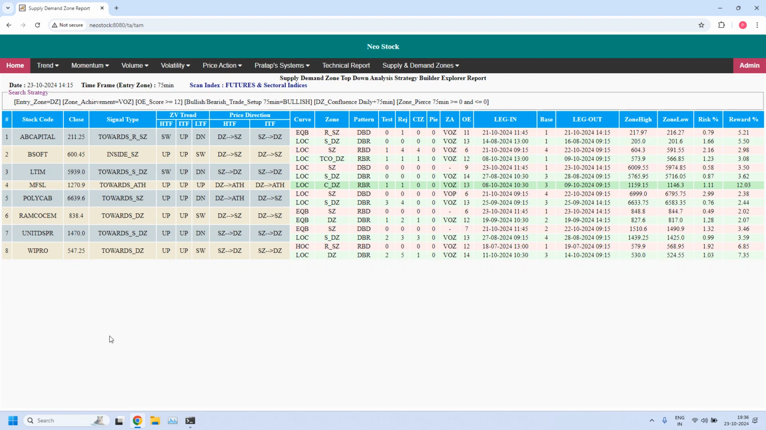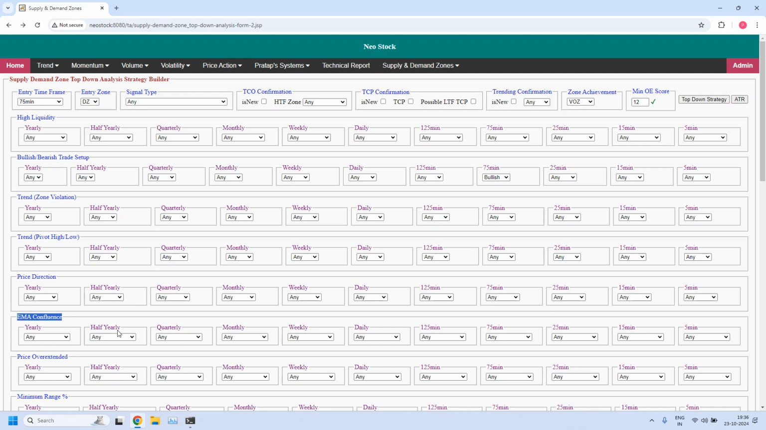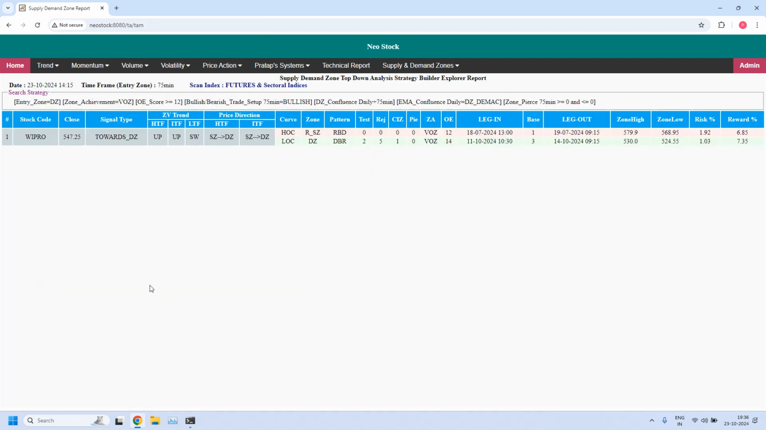And the daily trend is uptrend. If any of these daily zones are having daily EMA confluence, they are even more high probability setup. Let's verify. In the EMA confluence at a daily time frame, daily demand zone with daily EMA confluence filter I set. We got only one stock. This demand zone is having EMA confluence, daily demand zone. But entry time frame is 75. Whatever I am seeing in the report is 75 minute zones. This 75 minute zone is part of the daily zone. And the daily zone is having daily EMA confluence.